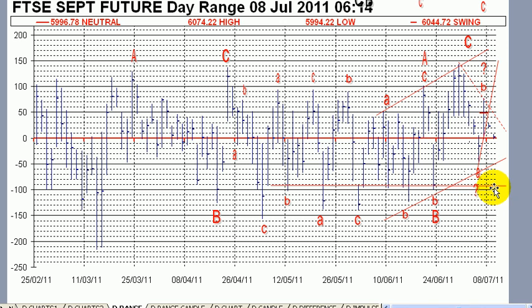Now, C leg. If we get the C leg, which we should do 95% of the time, we should be looking for a move to at least 50 below neutral as the minimum. It just has to break that to be a C leg. And that also comes in around this channel line we have here at about 55 or something. That will need to be broken. Let's say it comes in at 50 below, which is 59.46.